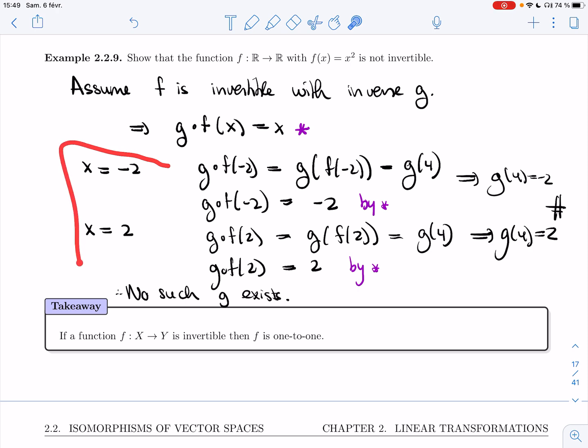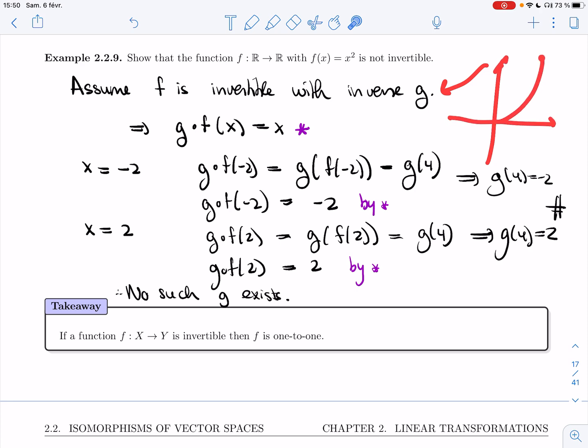So as soon as you have two elements that are sent to the same one, you're going to run into trouble. And so that's what we put in a takeaway here. If a function is invertible, then f is 1-to-1, or if it isn't 1-to-1, it's not invertible. Here you might ask, what about the square root? Well, the square root is the inverse only of this half. It only cancels when x is positive. If x is negative, it doesn't cancel with the square.